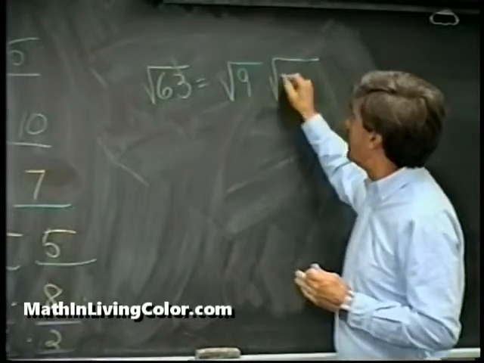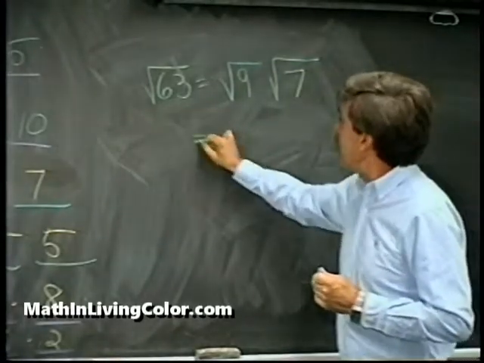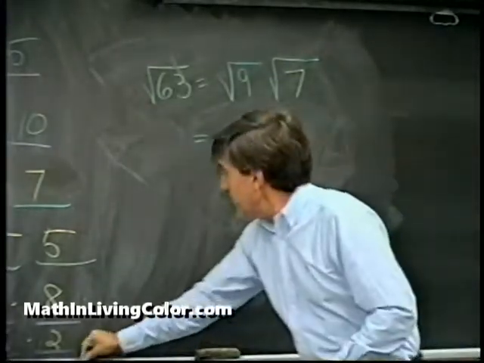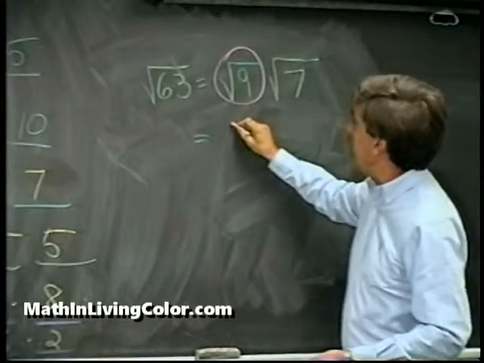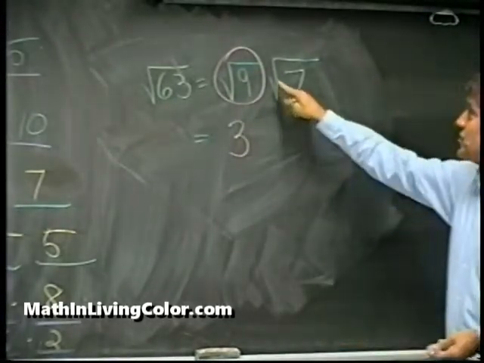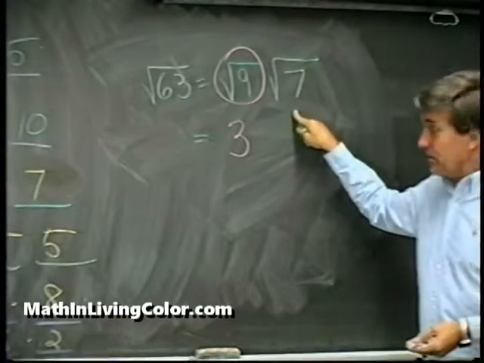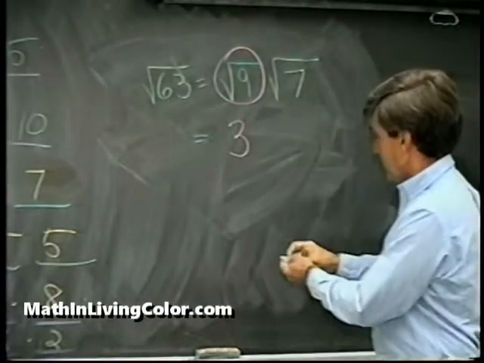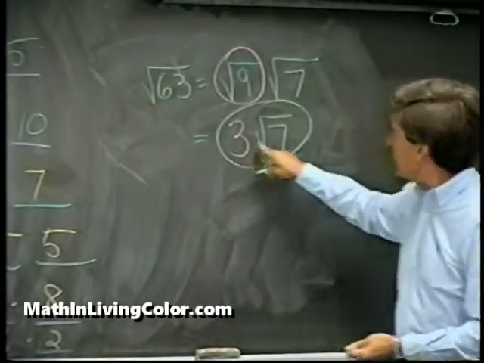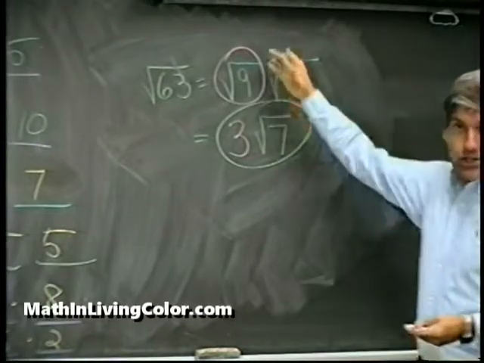9 times what? 7. Now, can everybody in here do the square root of 9? Everybody can do the square root of 9, which is 3. Can anybody do the square root of 7? No. The square root of 7 would be just the square root of 7. So the answer is 3 times the square root of 7. Okay? Any question on that?